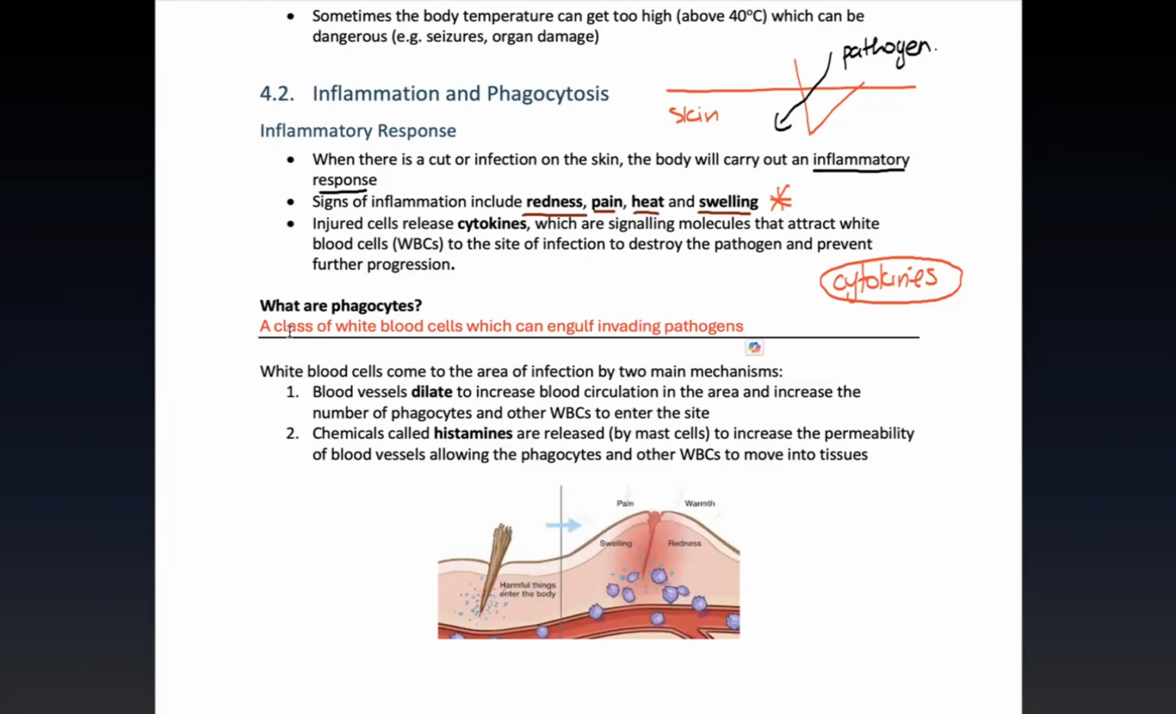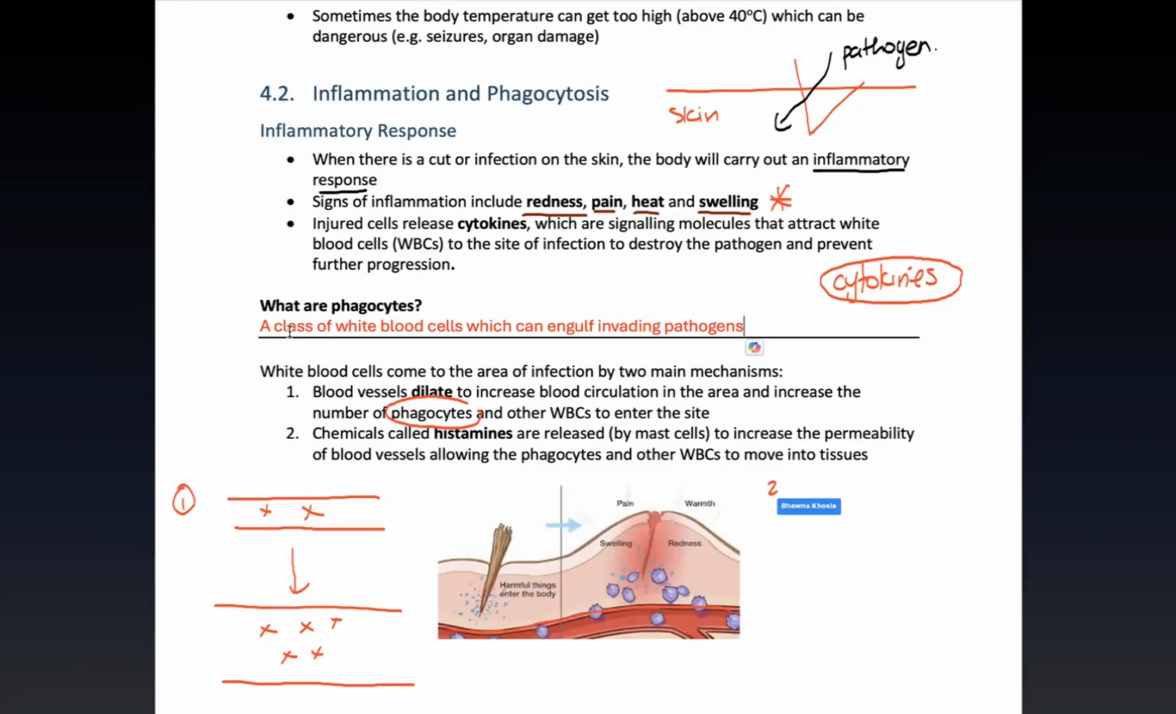Okay. Now, the white blood cells are coming now to this area that there is an infection. And there's two things that help them here. So first thing is our blood vessels dilate. So they go from a size like this, they increase like this. So this will increase the volume of blood that's flowing through, and therefore the number of phagocytes that arrive to that site. So the blood vessels are near this site, right?